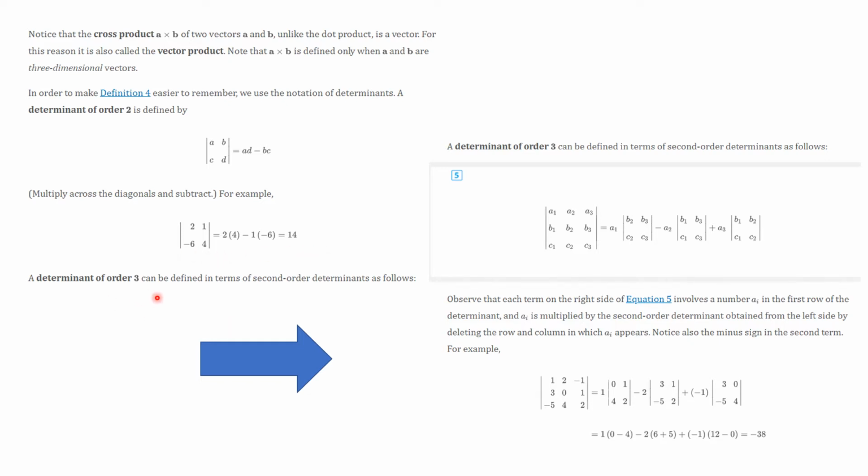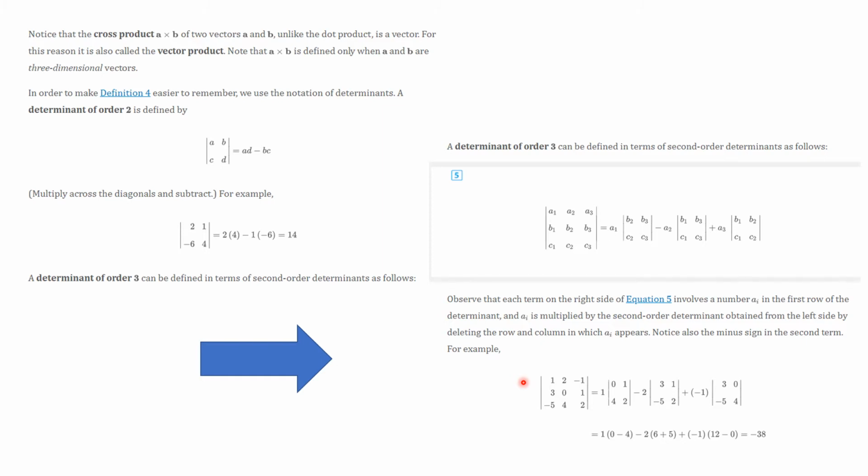Now, a determinant of order 3 or even higher can be defined in terms of second order determinants as follows. A determinant of order 3 is defined in this way. You can expand across the top row taking a1 times, and so you cross out that row and that column, and it uses a 2 by 2. Then it is minus a2, you cross out this column and this row, and you have this one, plus a3, and you cross out these, and it's this 2 by 2. And so we can calculate that.